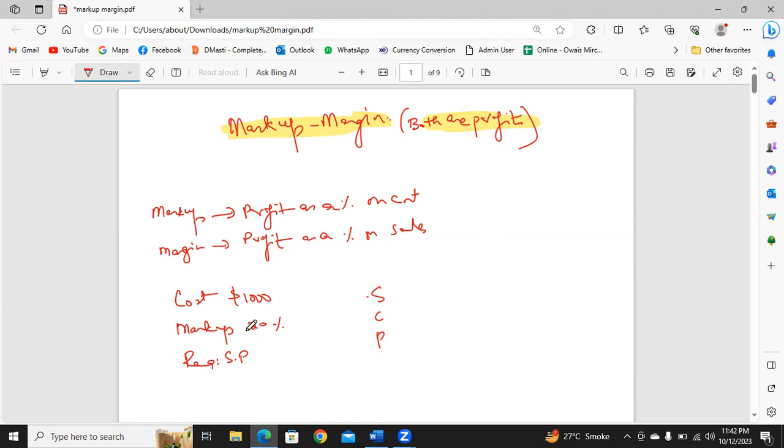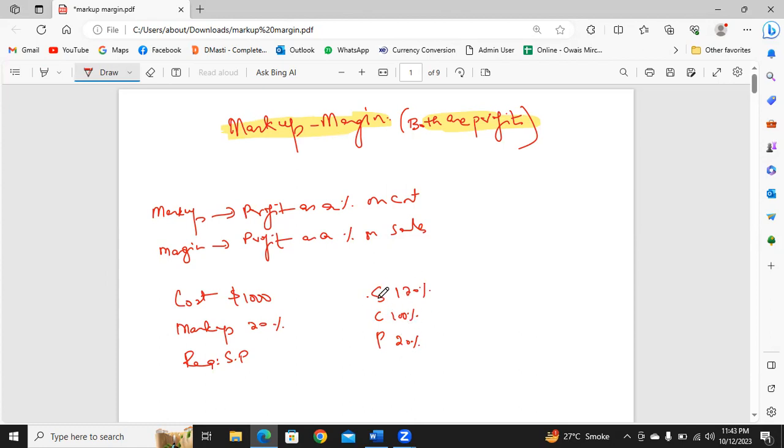Now see, they are saying markup. Whenever they say markup, it means that cost is 100%. And profit is 20%. So tell me, selling price should be equivalent to how much? 120%. Yes. So markup 20% means simply cost is 100%, profit is 20%, and sales will be 120%. Now, if we have any one of these three items, we can find the remaining two as well.